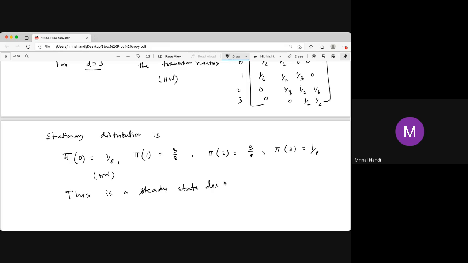Now, if we modify, then it's a steady state distribution, because now we can come back to the same state after an odd number of steps. So these are two examples of the Markov chain, some easy examples.